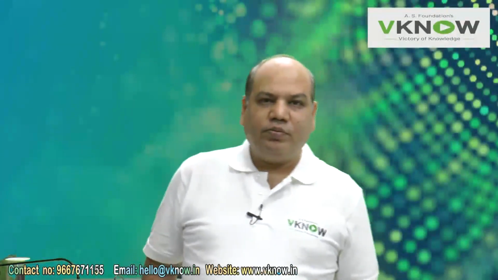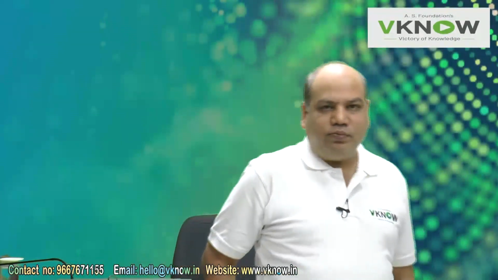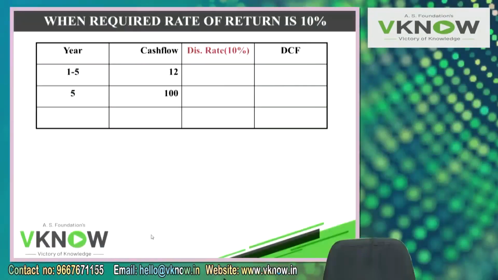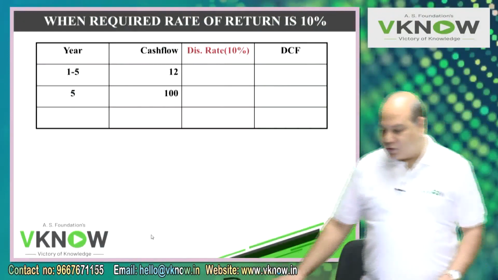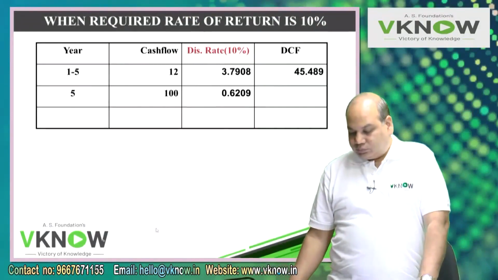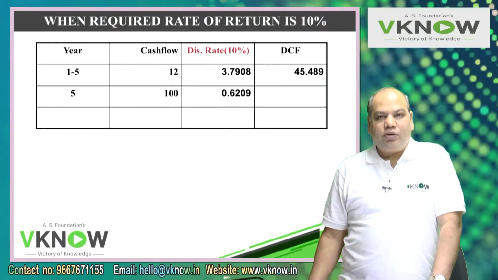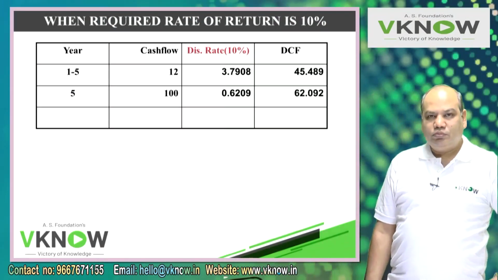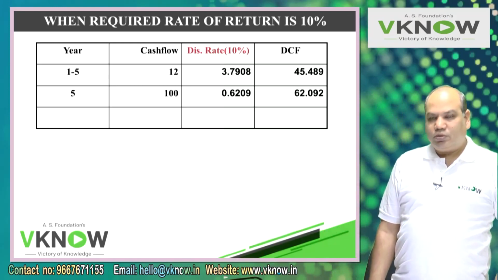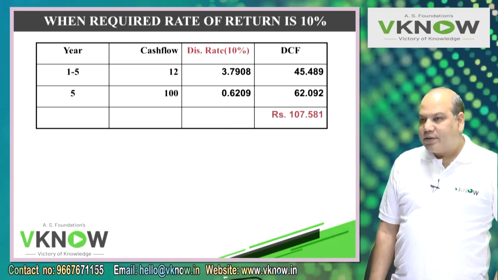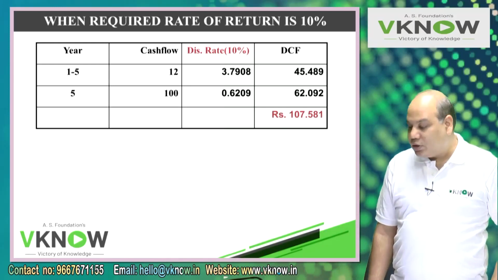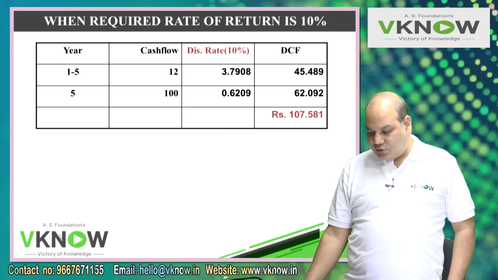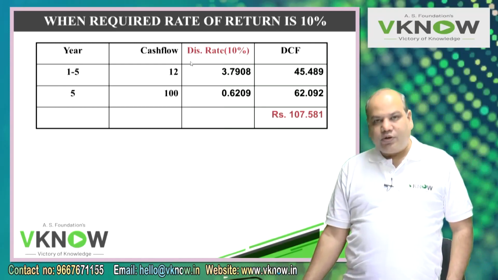Now multiply the cash flow with the annuity factor. How much are you getting? Check the answer on the screen now. 45.489, 62.092. Tell me the total. How much is the total? 107.581. That's right. Now you see in this case, see the observation.